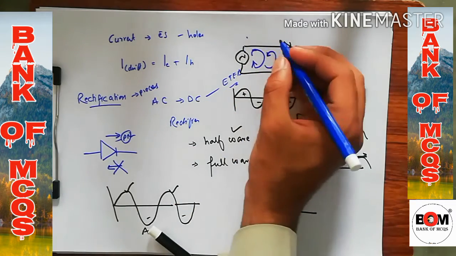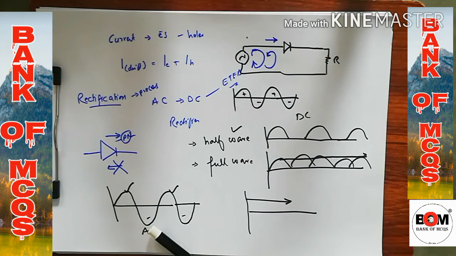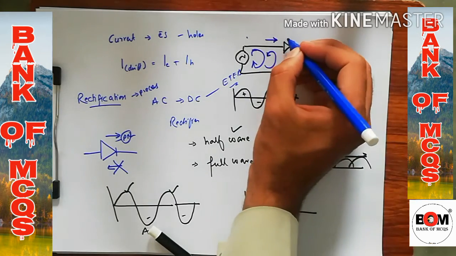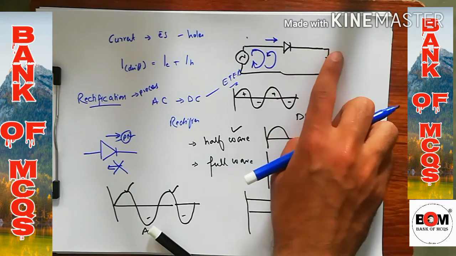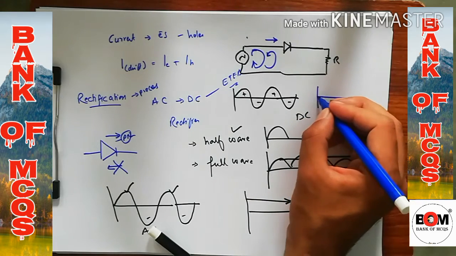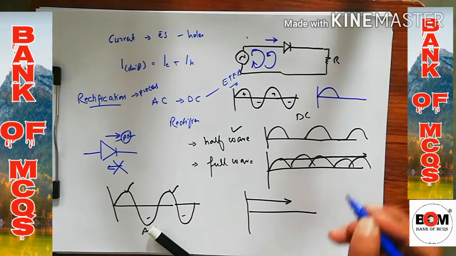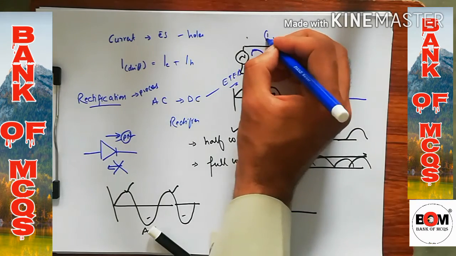So in the first cycle, when current is moving in this direction, the PN junction acts as forward bias. So current passes through it and reaches the resistance. So for the first cycle, the current will pass and reach the resistance. Now this was the first cycle.